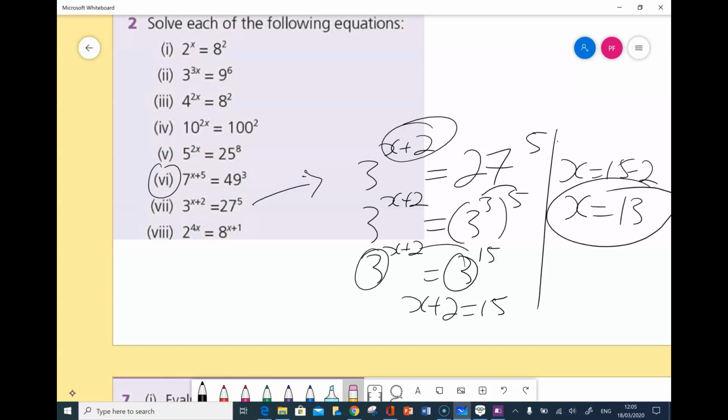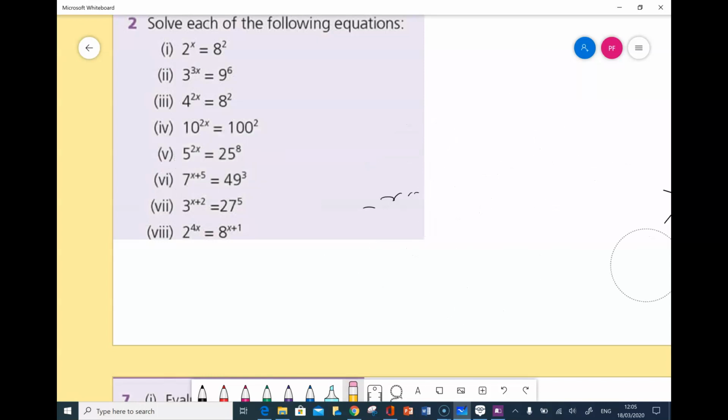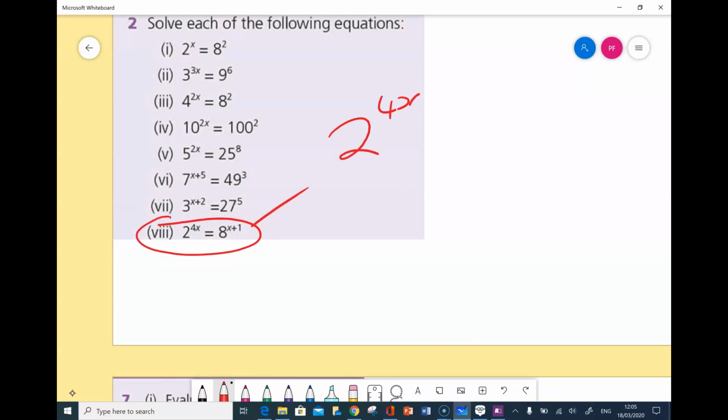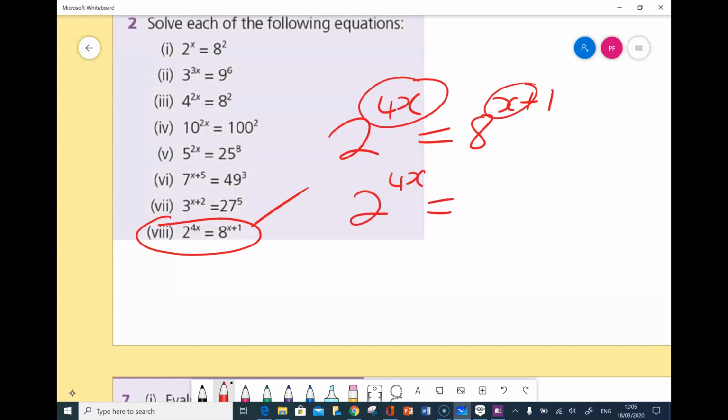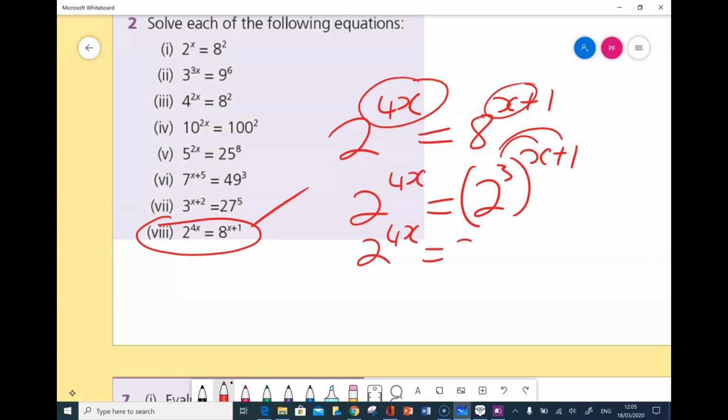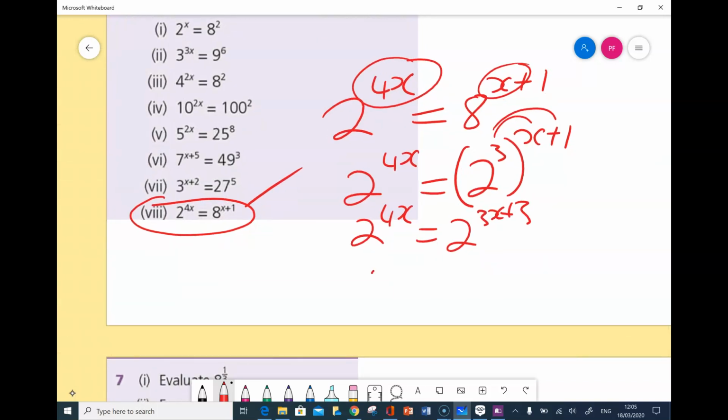Okay, and the last one for this video is part 8. We'll do it in a different color for the graph. So 2 to the power of 4x equals 8 to the power of x plus 1. So again, we're looking for x's. They're up here in our indices. So we need to make our base numbers the same. And I know at this stage that I can write 8 as 2 cubed. Okay, so in this situation, we need to multiply our indices. So 2 to the power of 4x equals 2 to the power of 3x plus 3. Base numbers are the same, so indices must be the same.